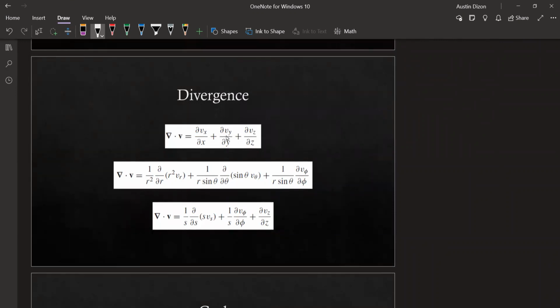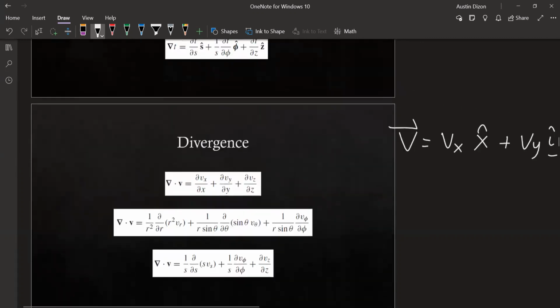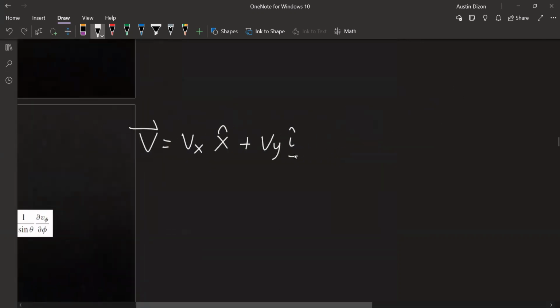And then, yung vy is just yung sulat natin. Kunwari may v, pero vector ka. So, may vx, x hat, plus vy, y hat.